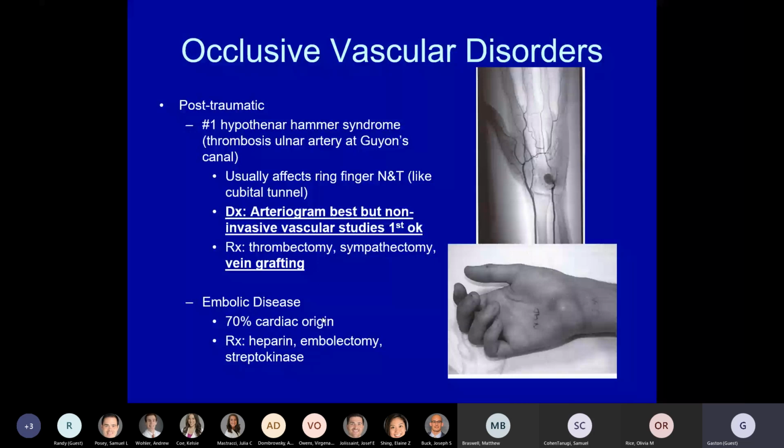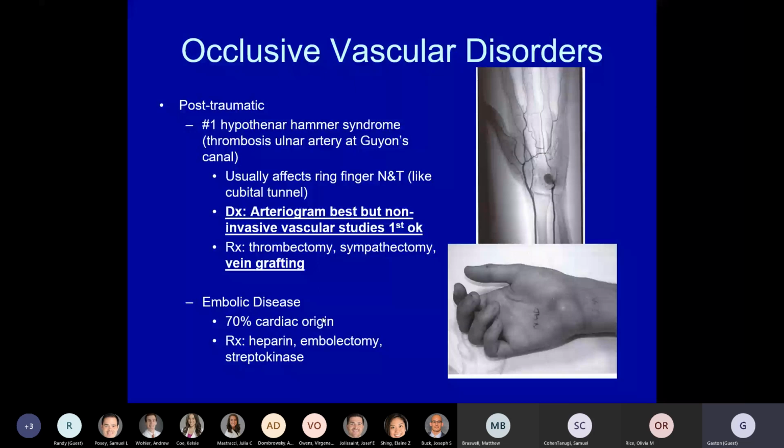The question that has come up is what's the best test for diagnosing hypothenar hammer syndrome, and the answer was arteriogram. They then also said non-invasive vascular studies are an okay first-line screening test a couple of years later. So I really don't know what to tell you on that. It's very conflicting. What do you do about it? Surgically, it's going to be thrombectomy, sympathectomy, and/or vein grafting. So if you have a bad diseased section of it, you're going to cut it out and vein graft it.